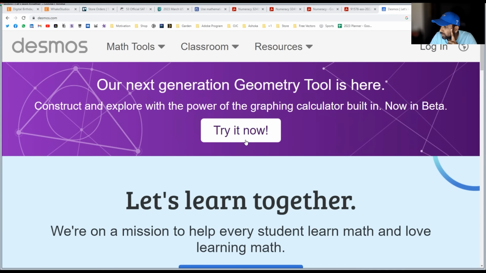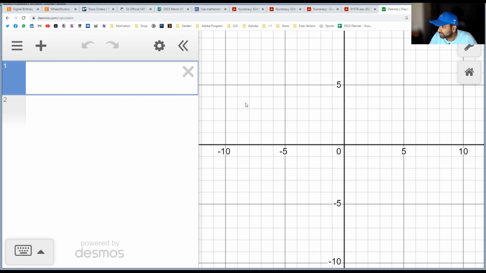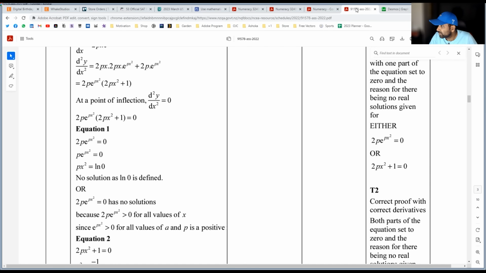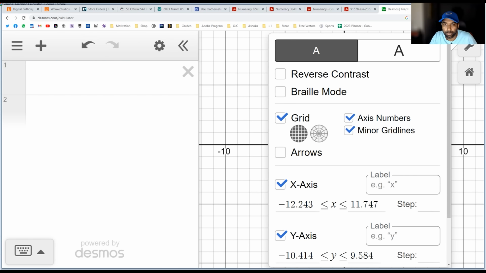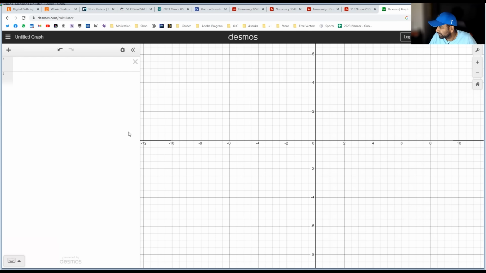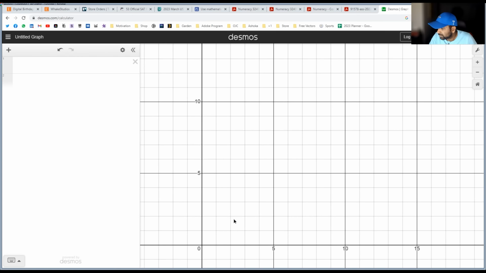Let's see if this works. Whoa, where did it all go? Graphing calculator. That is massive. What happened here? I've got no idea what happened here. Give us a second, let's find out. Settings. I'm going to pause and be back. That's too tiny, but there we go. That looks much better. Let's move this out here.